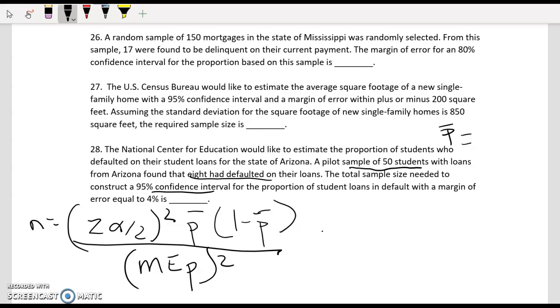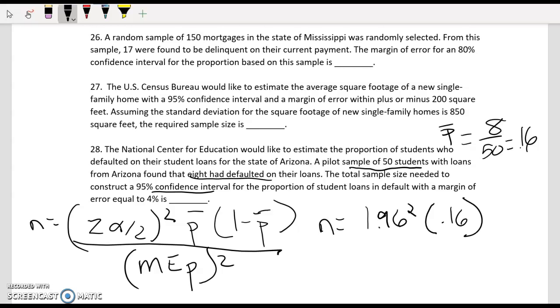So first of all, we need to do our sample proportion. We have 8 that defaulted out of 15, so that would be 0.16. Now we know that our z-score was 1.96, so we're going to square that. Then we're going to times that by P, and then times that by 1 minus P. So the only different part is the 0.16 times the 1 minus 0.16. And then your margin of error for a proportion is going to be a percent, and it's 0.04 squared.